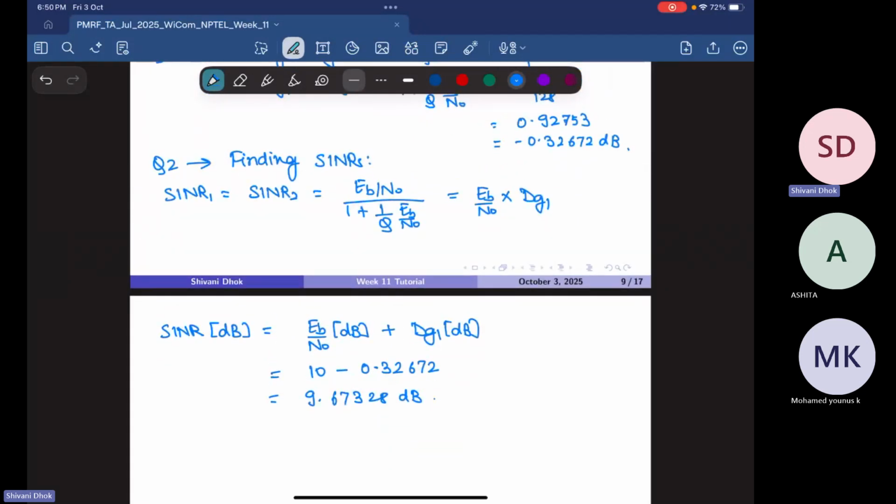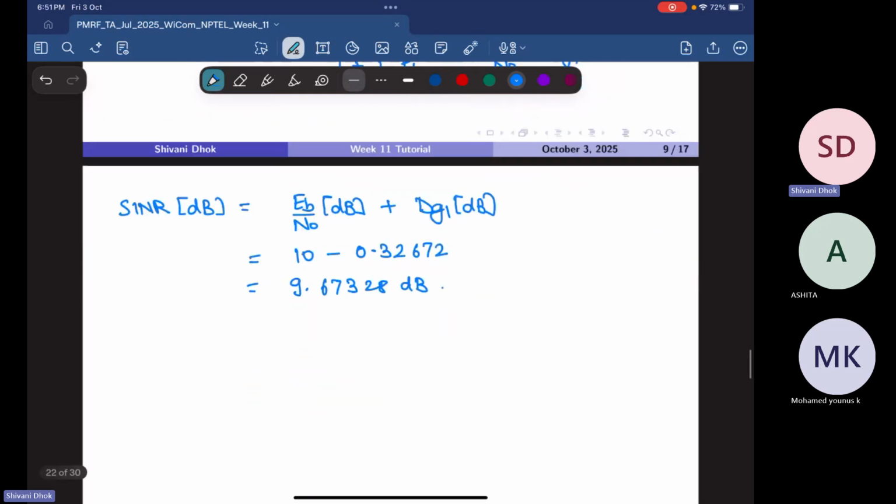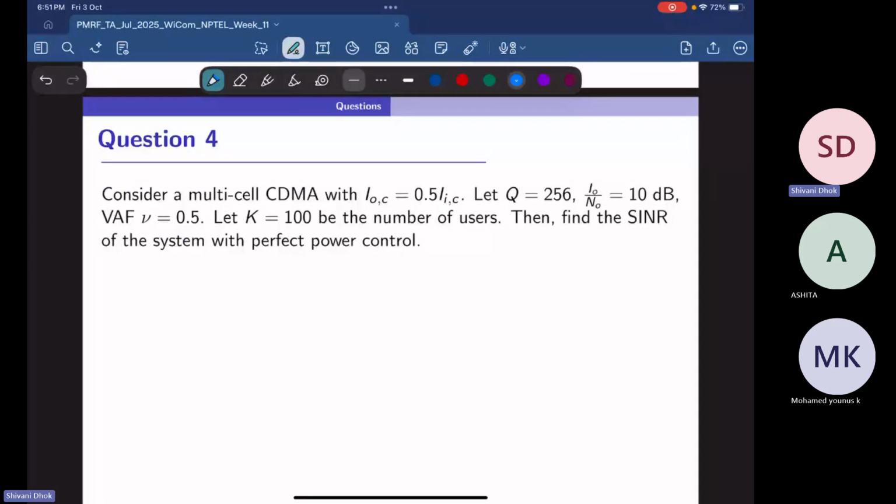Any questions till this point? Okay, if there are no questions, then we'll move on to the next. Just a moment.